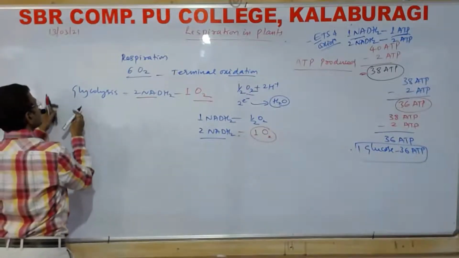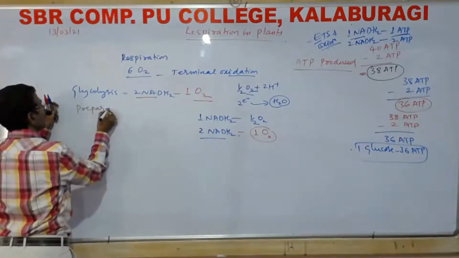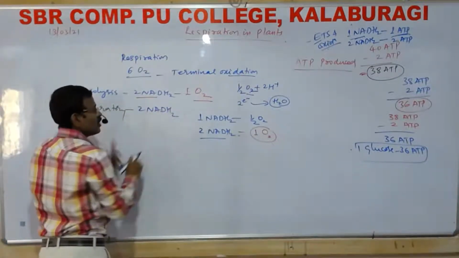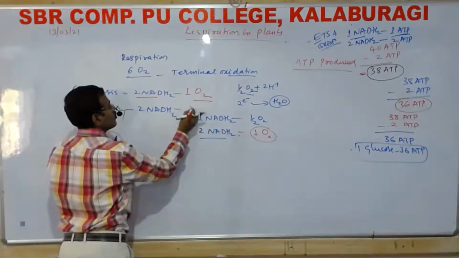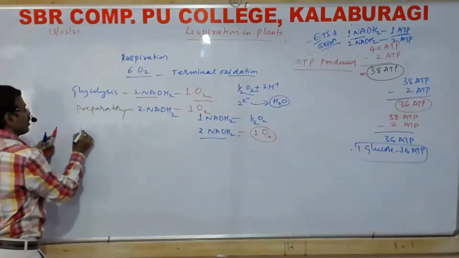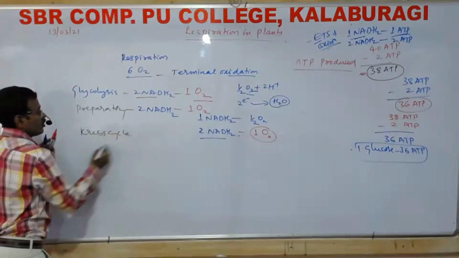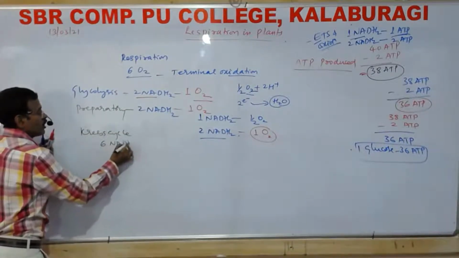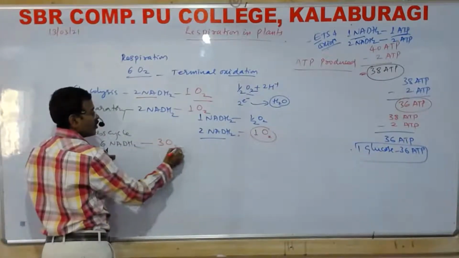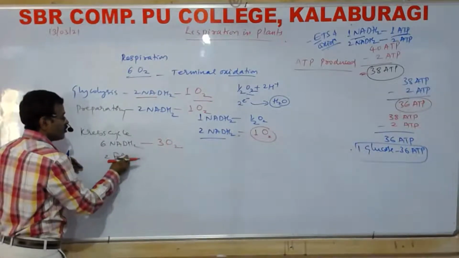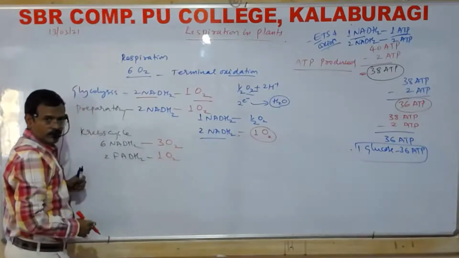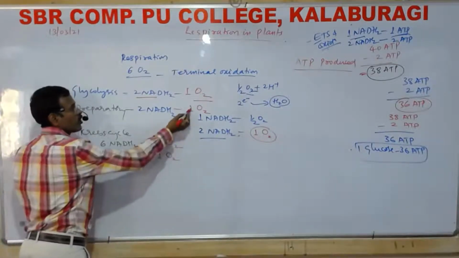Okay. Similarly, in the preparatory step or gateway step or link reaction, how many NADH2 will be produced? 2 NADH2. So how many oxygen can be used? One oxygen. Right? Then the next, Krebs cycle: total 6 NADH2 from 2 turns. If 6 NADH2 are used, then how many oxygen here? 3 oxygen. And how many FADH2? 2 FADH2. So how many oxygen here? 1 oxygen. Right? 1 plus 3, 4, plus 1, 5, plus 1, 6.